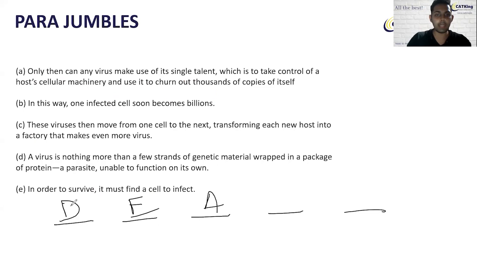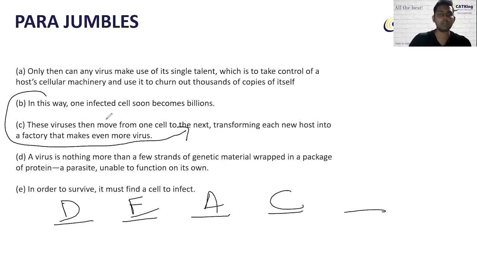Only then, once it has infected a cell. Simple. Okay. These viruses then move from one cell to the next, transforming each new host into a factory that makes even more viruses. Okay. In this way, which way? This way. One infected cell soon becomes billions. Simple. Okay. What concept have I applied here again?